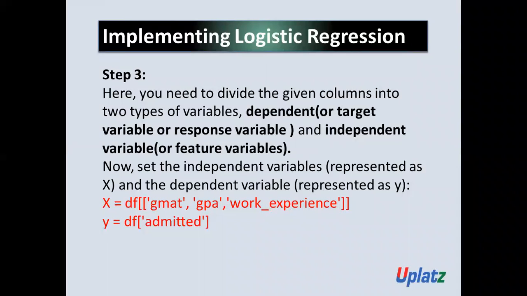So based on the GMAT, GPA, and work experience, we need to predict whether the student gets admission or not. So we need to consider the columns GMAT, GPA, and work experience as the independent variables.